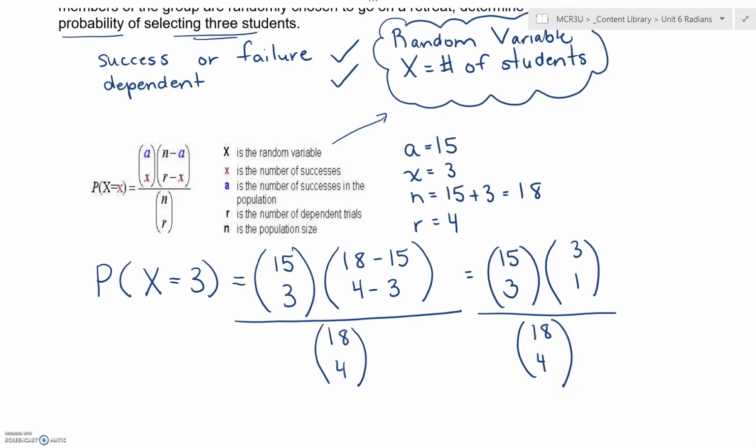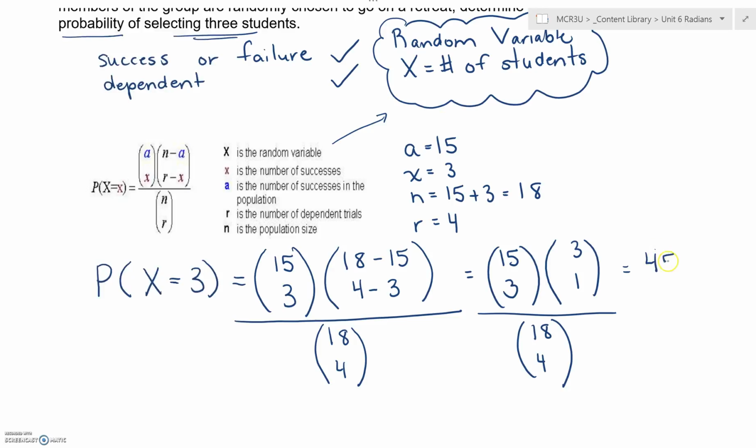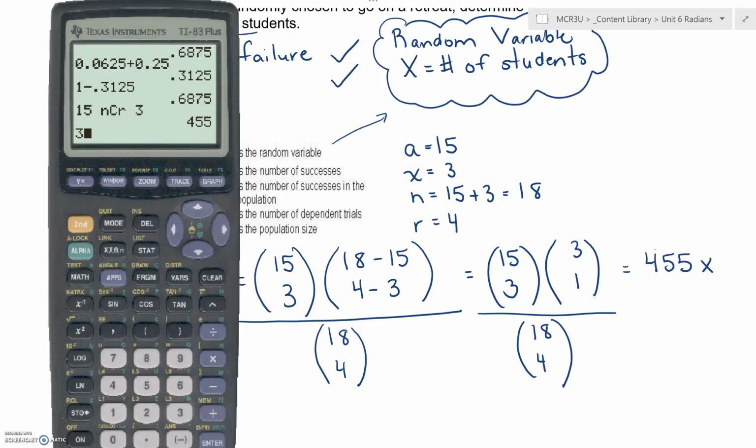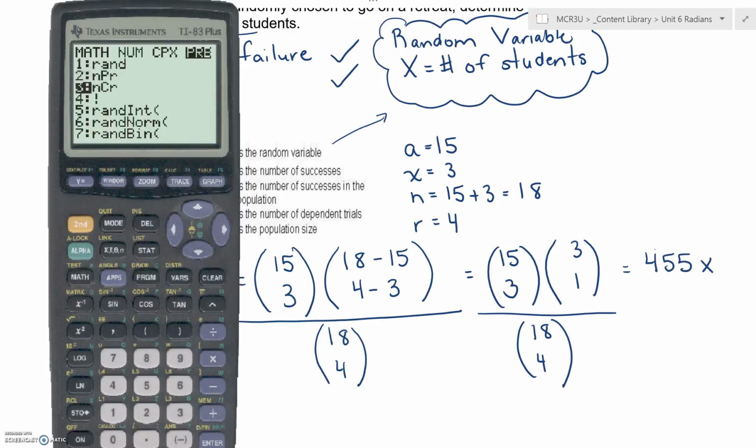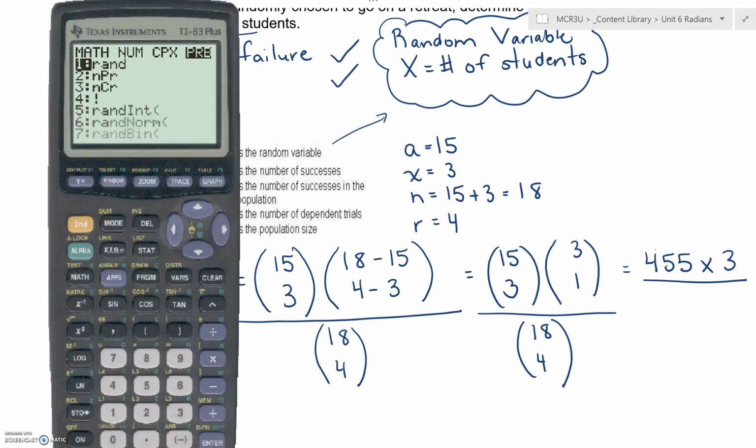Now, I find there's an easier way of doing this. If you evaluate this, then you'll get an answer here. Maybe we can just do that real quick. So 15, choose 3 equals 455. At the top, there's a multiplication there, and I'll explain why it's multiplication. 3 choose 1 will be 3.